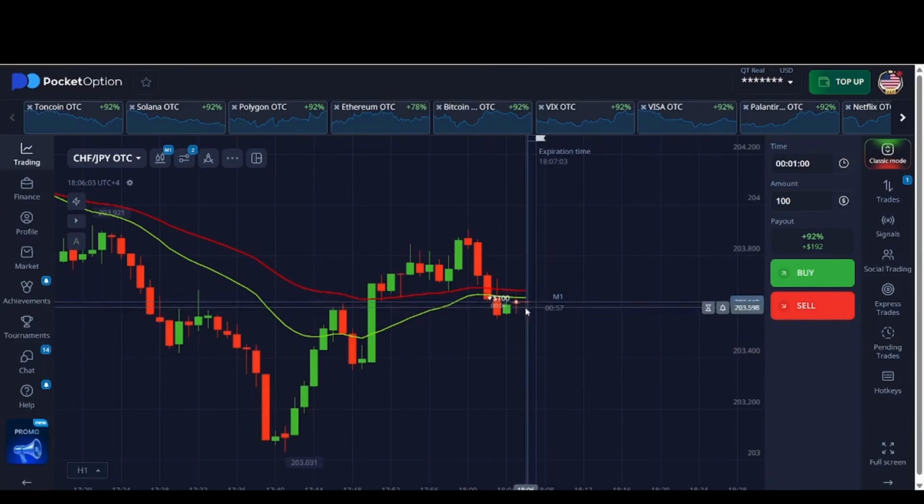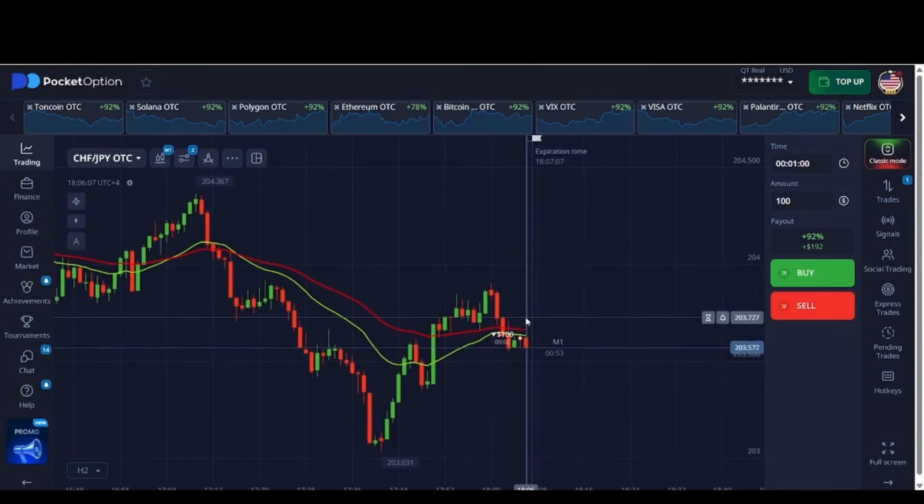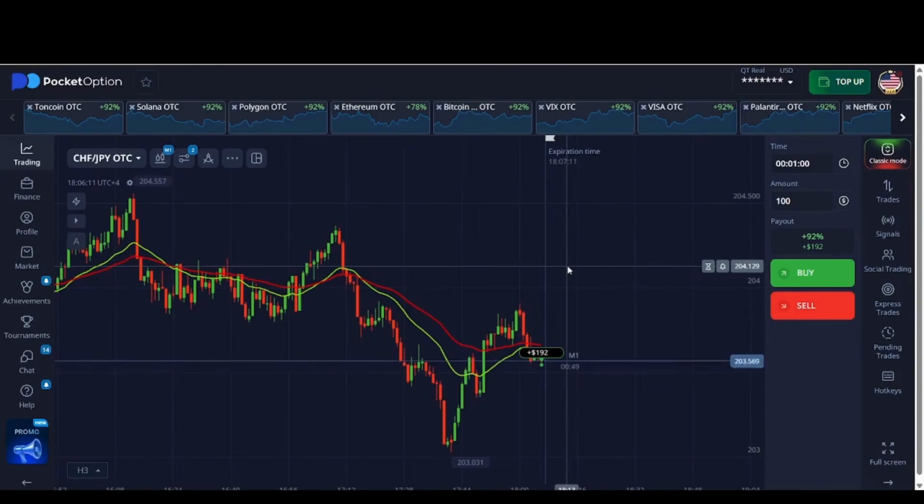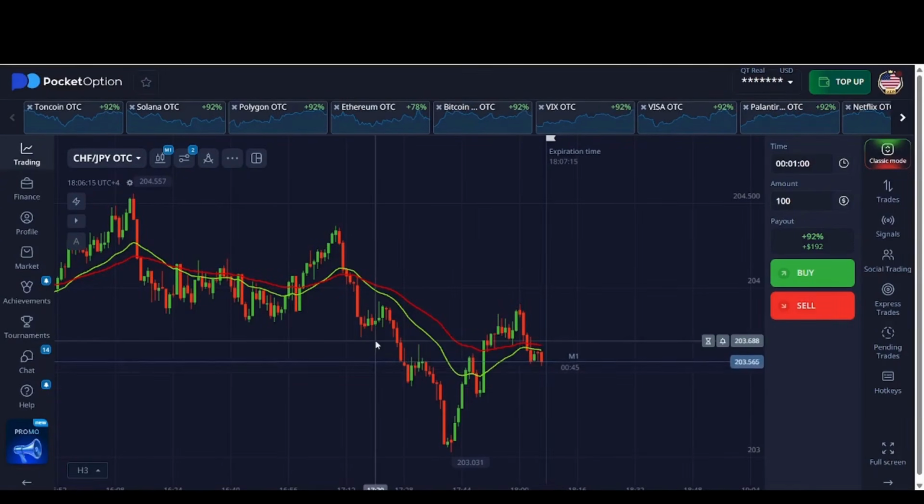you can see that the candle had already closed as a red candle here. There were only a few seconds left, and our trade was also a win. So this is how you can take a retracement trade. As for trend trades, I have already explained them in the previous video, so you can check it out.